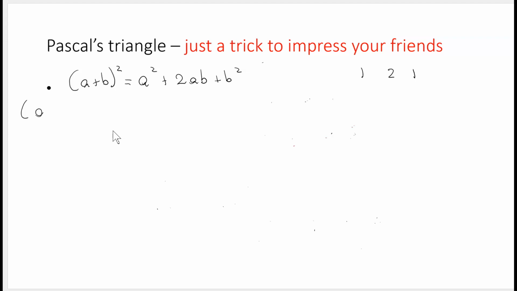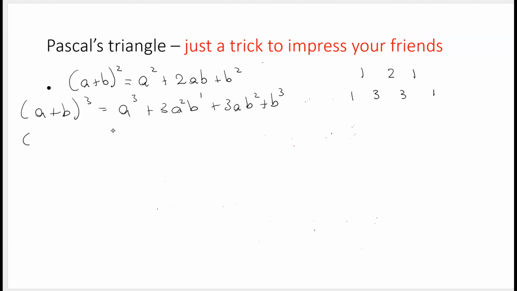Now, if we were to do (a plus b) cubed and multiply it out in full, we would get a cubed plus 3a squared b to the power of 1. I don't need to write the 1, but I did. And again, I'm just going to write down the coefficients of each of those terms. So it's 1, 3, 3, 1.